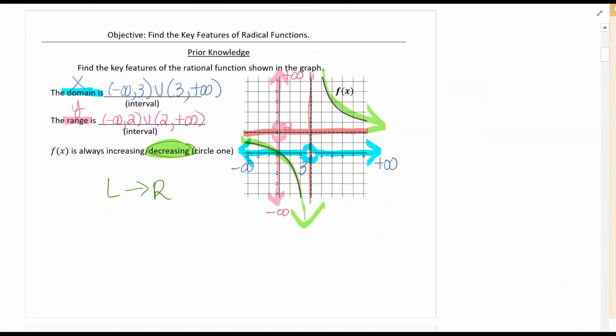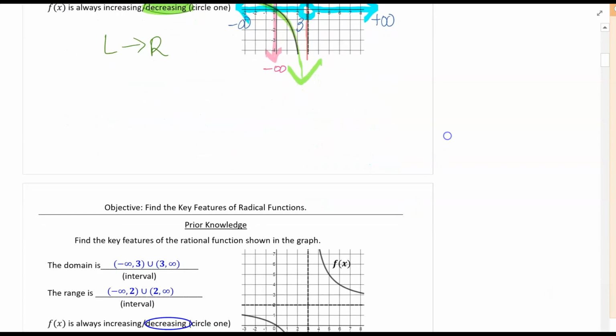Alright, so for today, we are going to be looking at radical equations, like the square root and the cube root functions. But before we do that, we need to talk about end behavior.